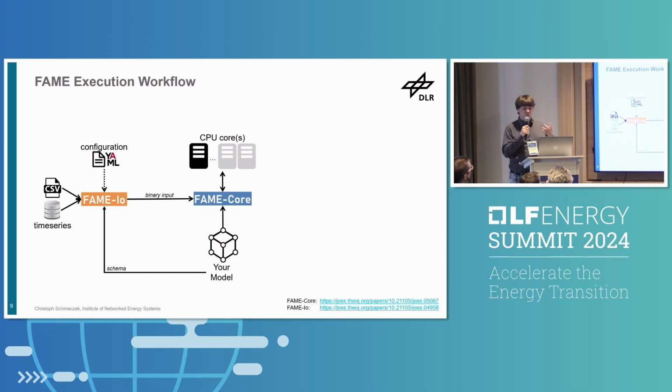And you can then run this binary input on one or multiple cores, whatever you have, and create the output file of your simulation that you can then extract to readable CSV files, for example, from your output. And all of this is managed by FAME, so no need for you to do that.